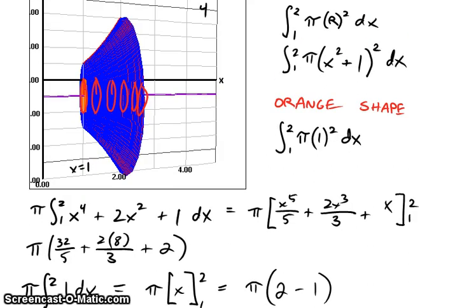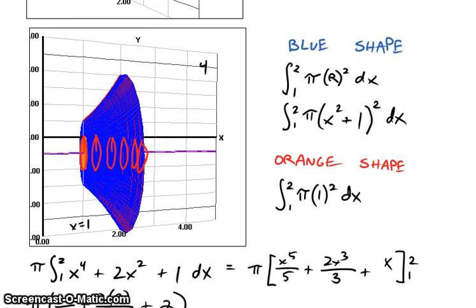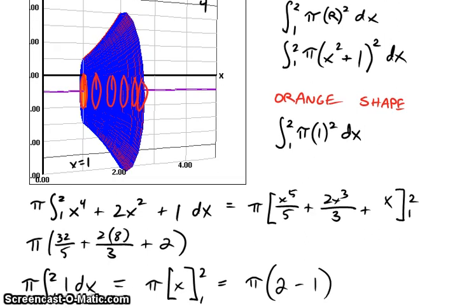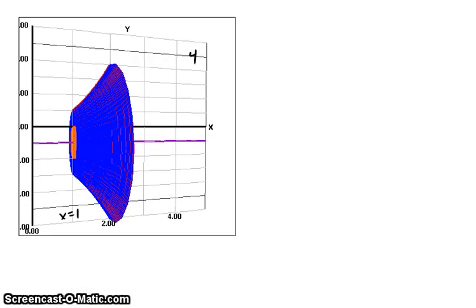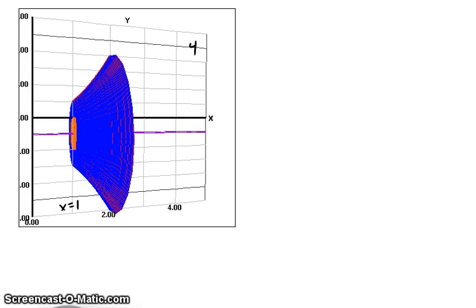Now, I would like to take one last look at this question. So there's my final answer, 31.14. I'd like to take one last look at this same problem and apply what the book calls the washer method. Let me explain how this is going to work. Instead of accumulating areas of one circle and subtracting the areas of another circle, we're going to treat this as one shape called a washer.